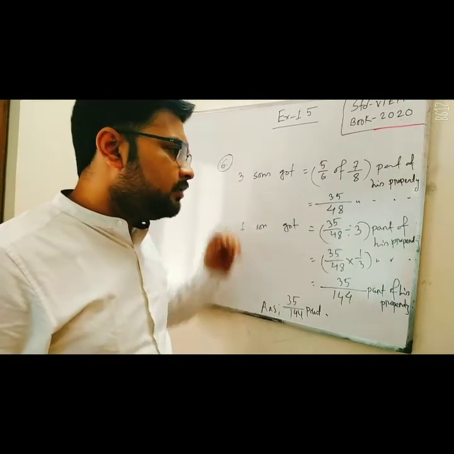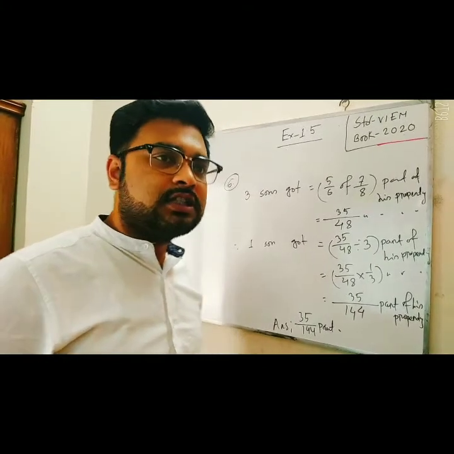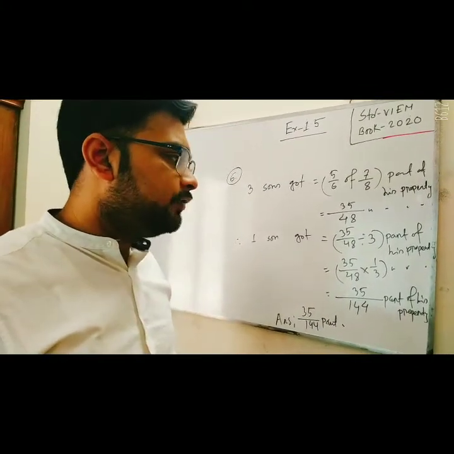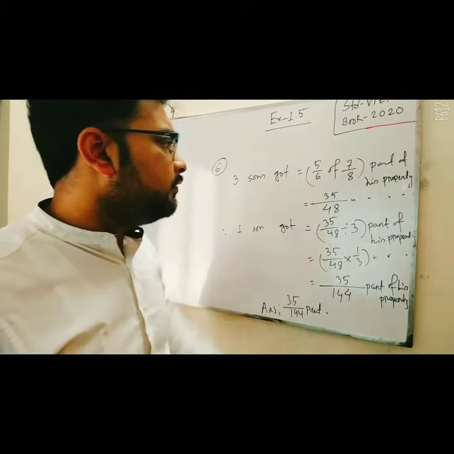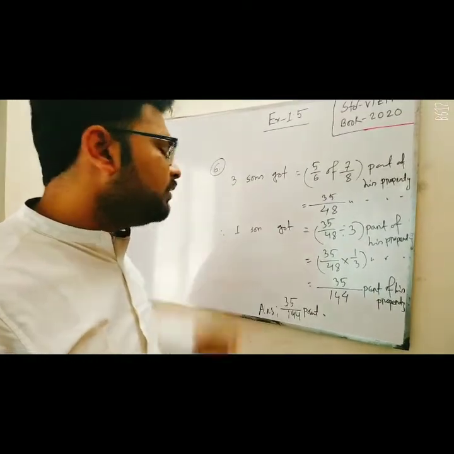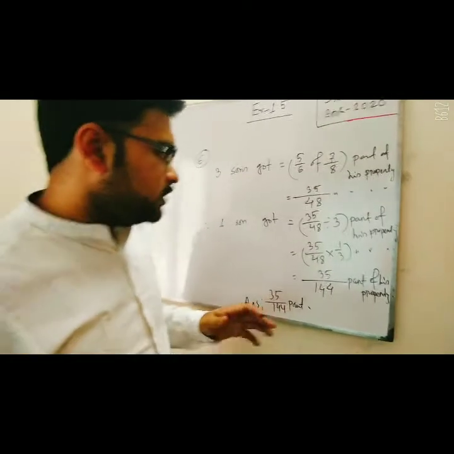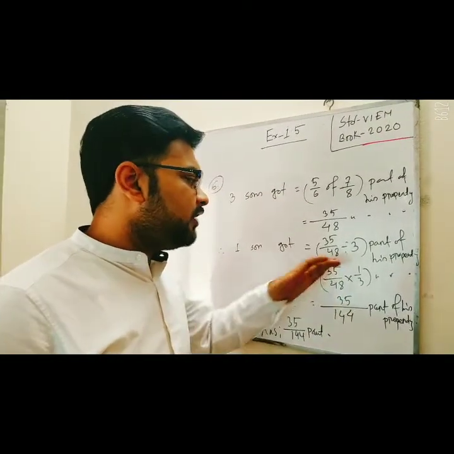That means three sons got 35 by 48 part of his father's property. My question is, one son got how much part of his father's property? So three sons got 35 by 48 part, and one son got, that means 3 to 1, that means decrease, so it will be divided by 3. And in fractions, there is no dividing process, we will apply multiplication.